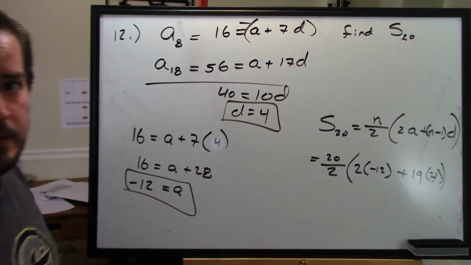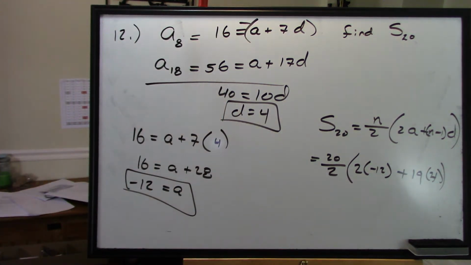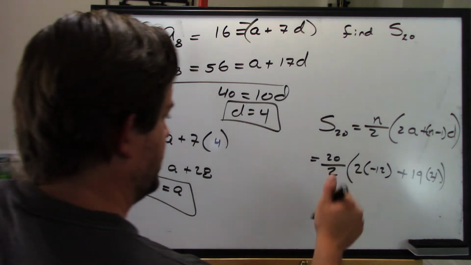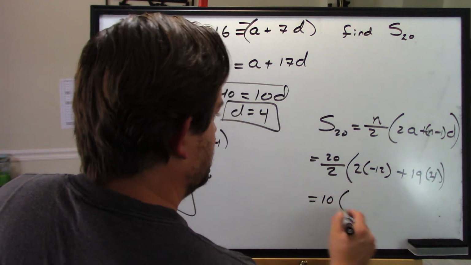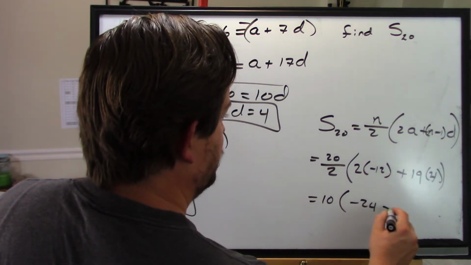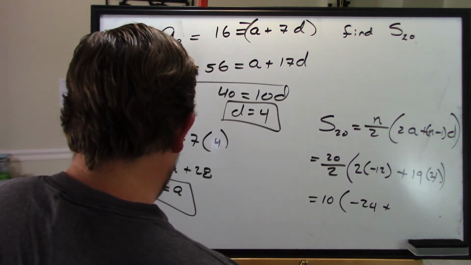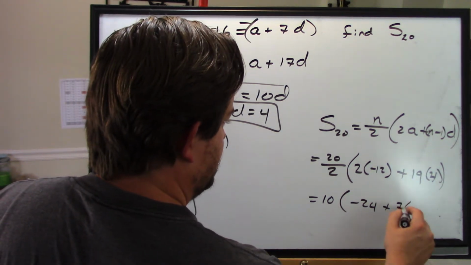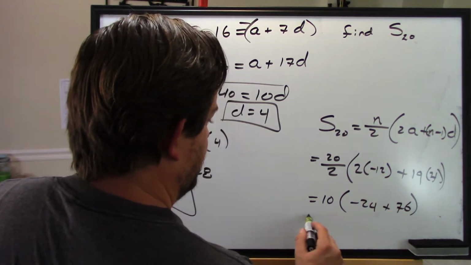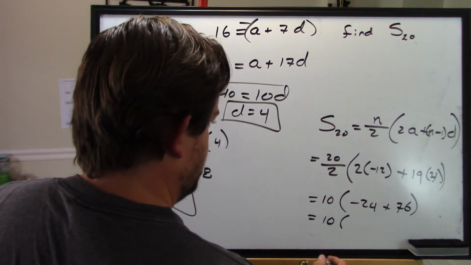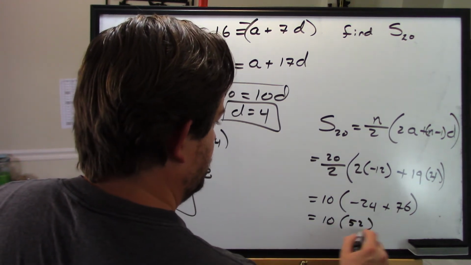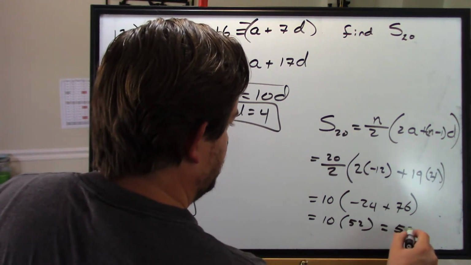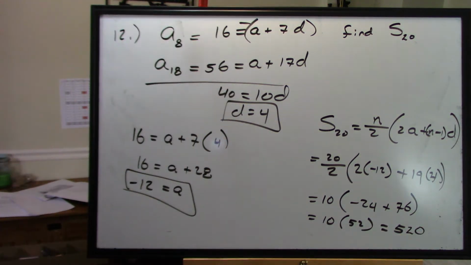Right? And therefore, if I simplify this out, this ends up being 10 multiplied by minus 24 plus 40 plus 76, and then that's 10 times 52, and that is 520.